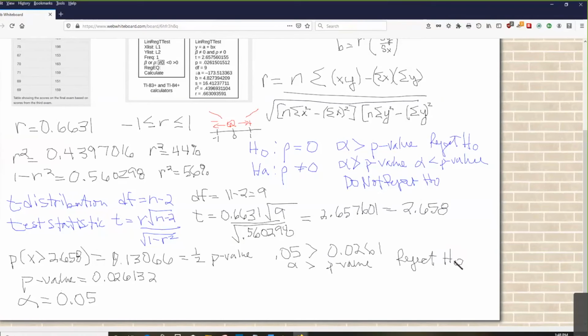So that tells us that our conclusion is there's sufficient evidence to conclude that there is a significant linear relationship between the third exam score, which are your X's, and the final exam score Y, because the correlation coefficient is significantly different from 0. And because R is significant and the scatter plots show a linear trend, that tells us the regression line can be used to predict the final exam scores. Okay, any questions so far?